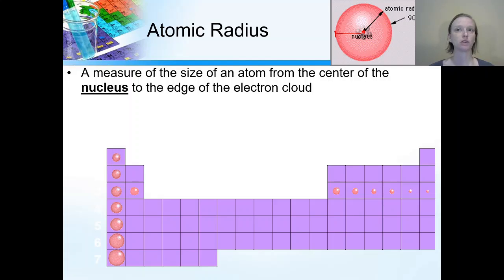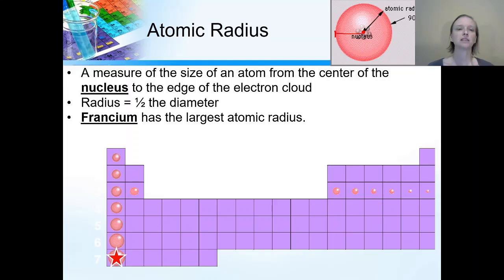We're measuring from the center of the nucleus to the outside edge of where we think electrons are likely to be, where there's a 90% chance of finding an electron. So radius is half the diameter, just to use another geometry vocab word for you there. Francium, of all the elements on the periodic table, has the largest atomic radius.